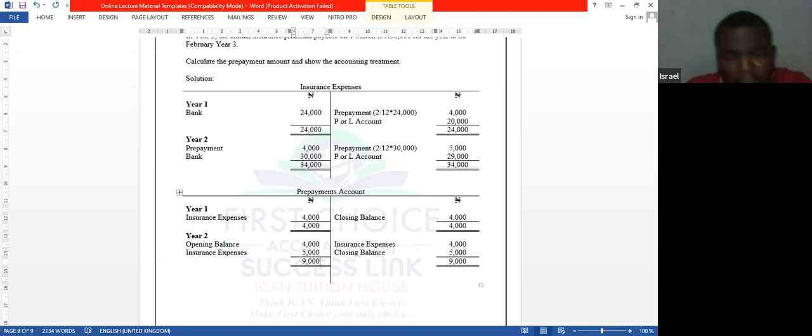Then the next thing for you to do is just look at it. This is year three, because prepayment is an asset, so it continues to carry over. The closing balance will now be the opening balance. Opening balance of 5,000.